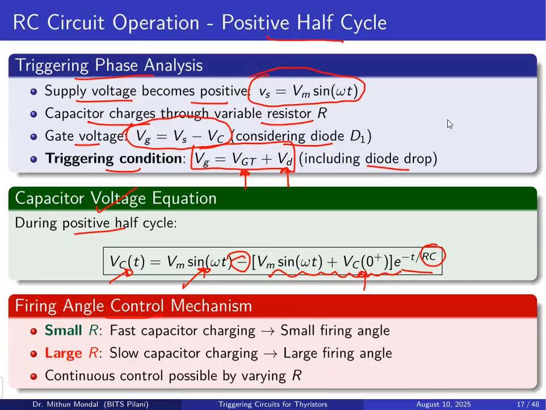Firing angle control mechanism. If you have a small value of the resistor, then fast capacitor charging is possible with a small firing angle. If the resistor is large, then slow capacitor charging will take place with a large firing angle. So continuous control is possible by varying the resistor. You can vary the resistor from small to large value, and continuous control is possible.